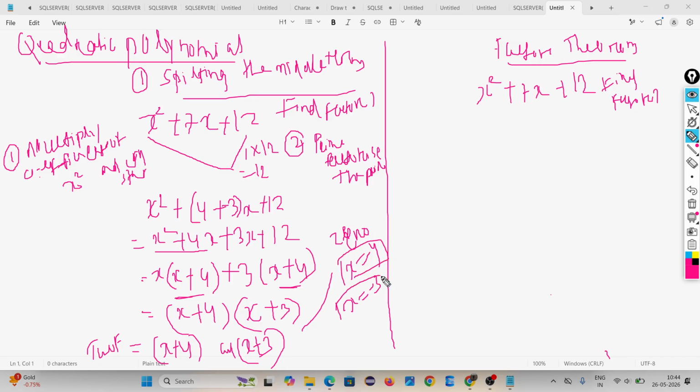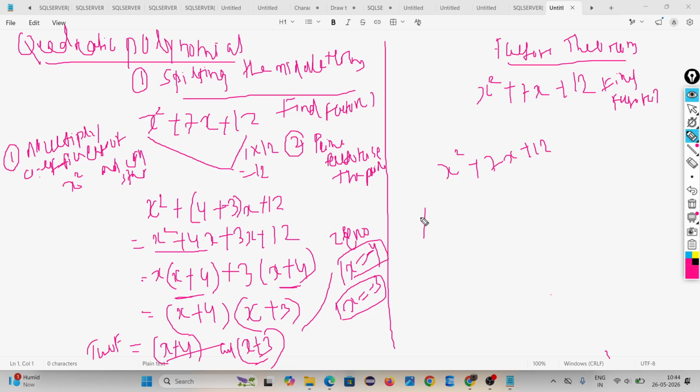If these are the 2 factors, and I put them in this polynomial, I will get 0 according to the factor theorem. Check once. x square plus 7x plus 12. One of the factors is x plus 4. Then x equal to how much?